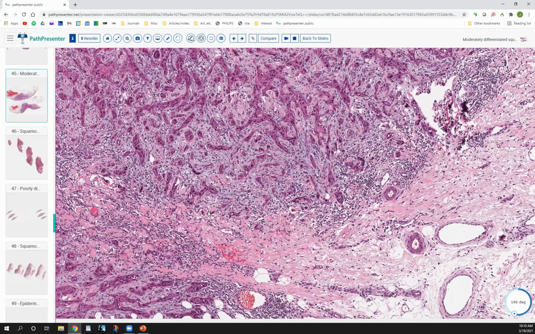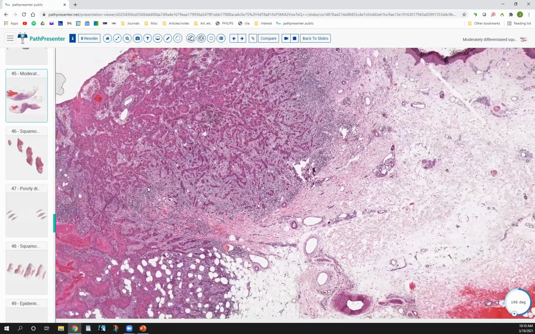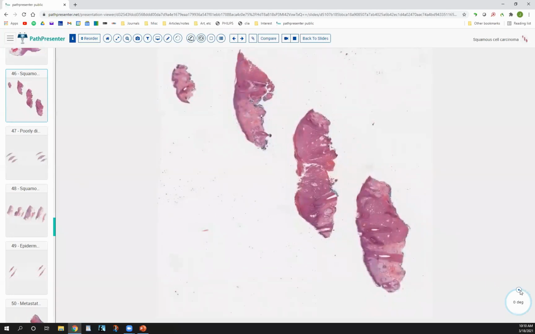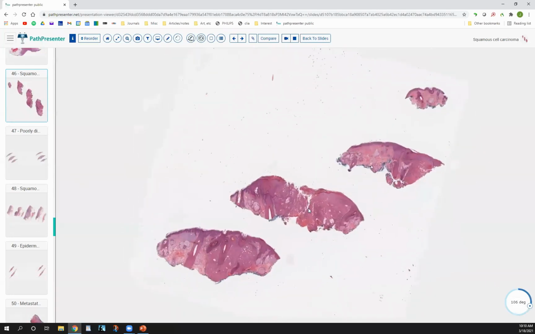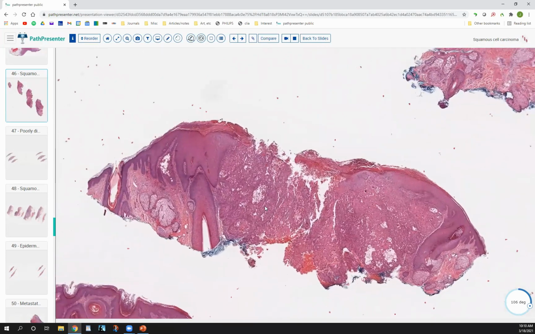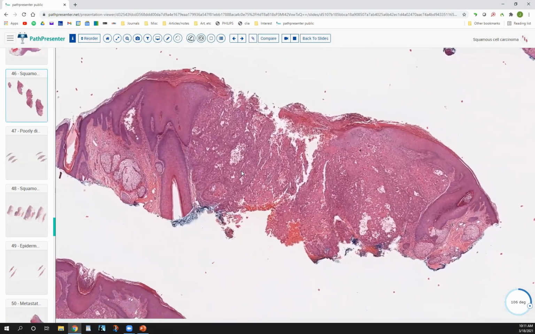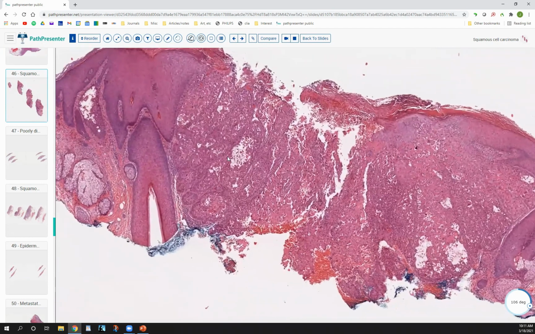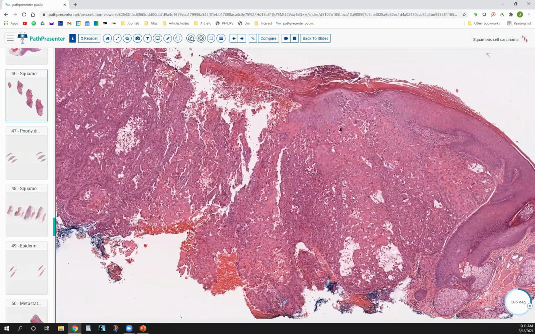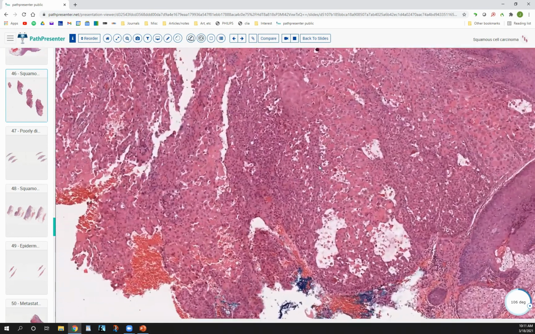And I'll talk a little bit soon about that. So a good example of keratin pearls. Here is another histologic variant. Just like you can get acantholysis in actinic keratoses, you can get acantholysis in squamous cell carcinoma, invasive squamous cell carcinoma. And this is really nicely represented here.